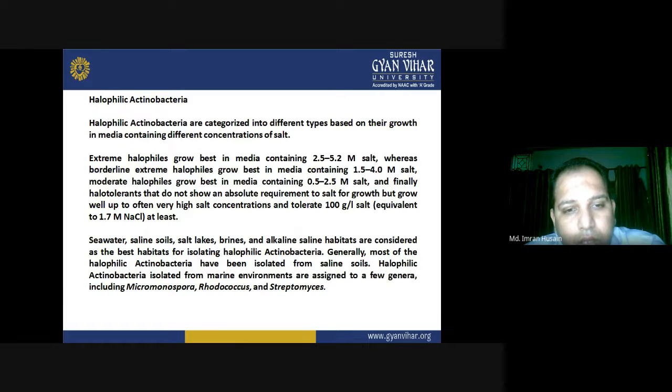Seawater, saline soils, salt lakes, brines, and alkaline saline habitats are considered the best habitats for isolating halophilic actinobacteria. Generally, most halophilic actinobacteria have been isolated from saline soils. Halophilic actinobacteria isolated from marine environments are assigned to a few genera, including Micromonospora, Rhodococcus, and Streptomyces.